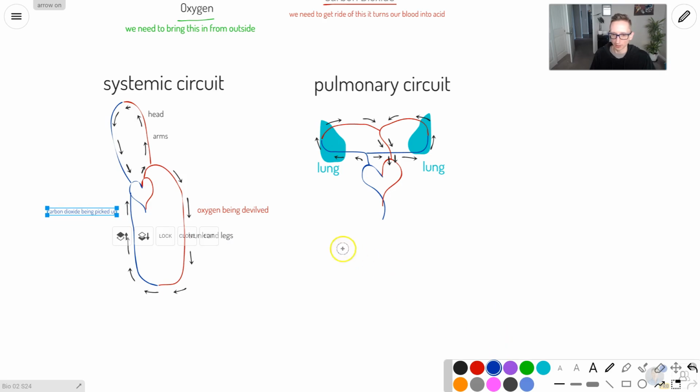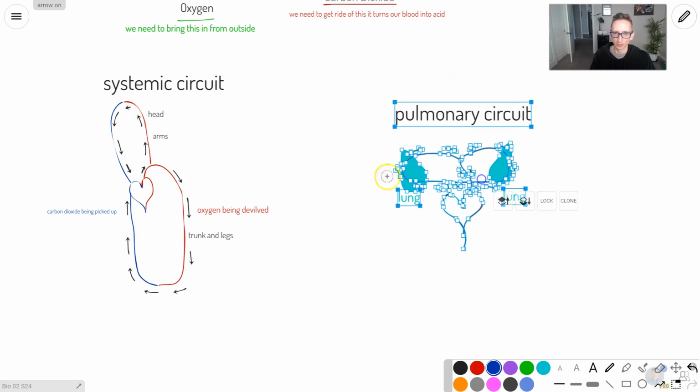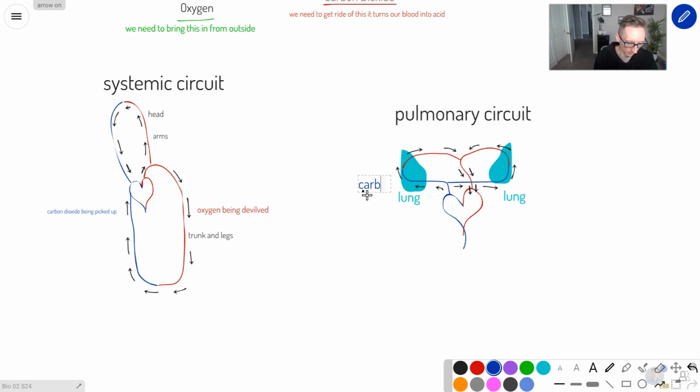And then over here, let me move this over a little bit, we've got carbon dioxide being expelled or removed. Carbon dioxide being expelled on this side. Really it's on the bottom. I don't really know where to put that, so I'll put it on either side on the bottom.